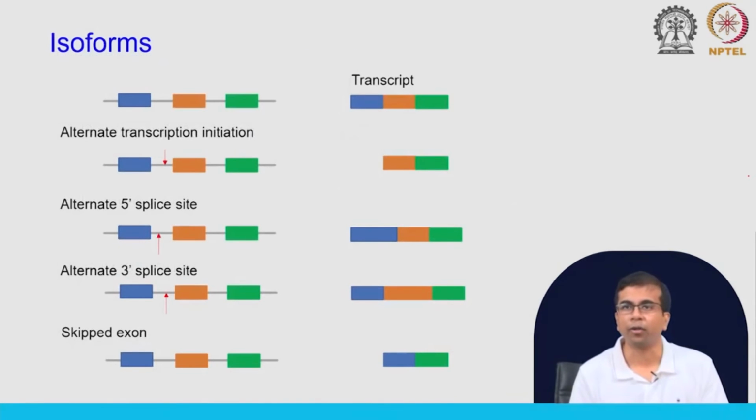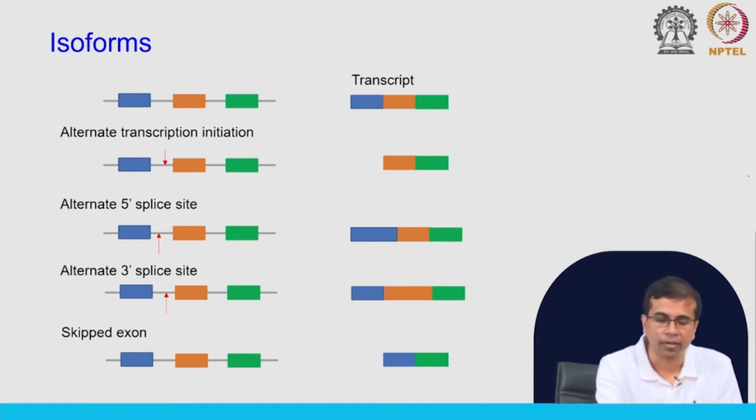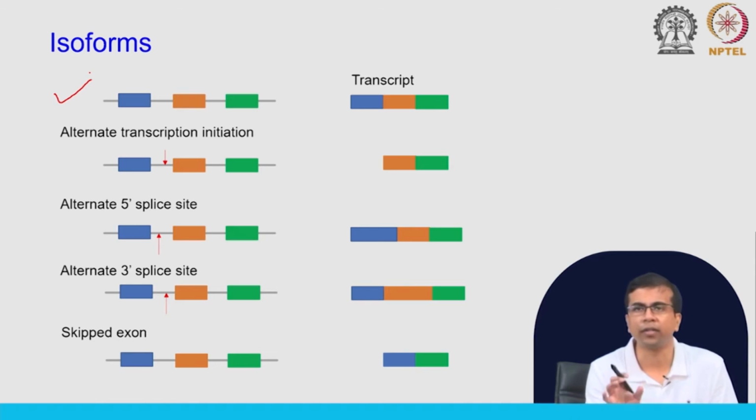So, let us talk about different types of isoforms that could be there in a cell. I have drawn some scenarios, and there could be a few more. The first scenario here is the normal scenario. You have these 3 exons in blue, orange and green, and they are combined together to give the transcript. So, this is the normal transcript that you get, with all the exons.